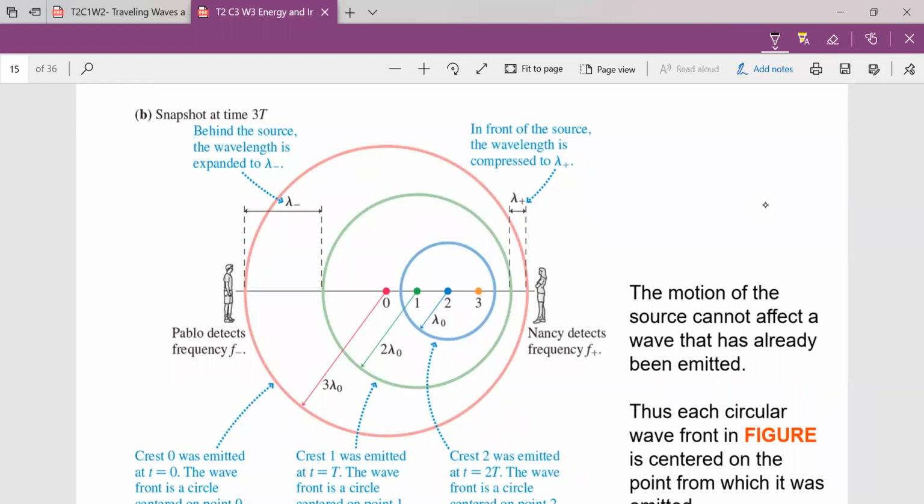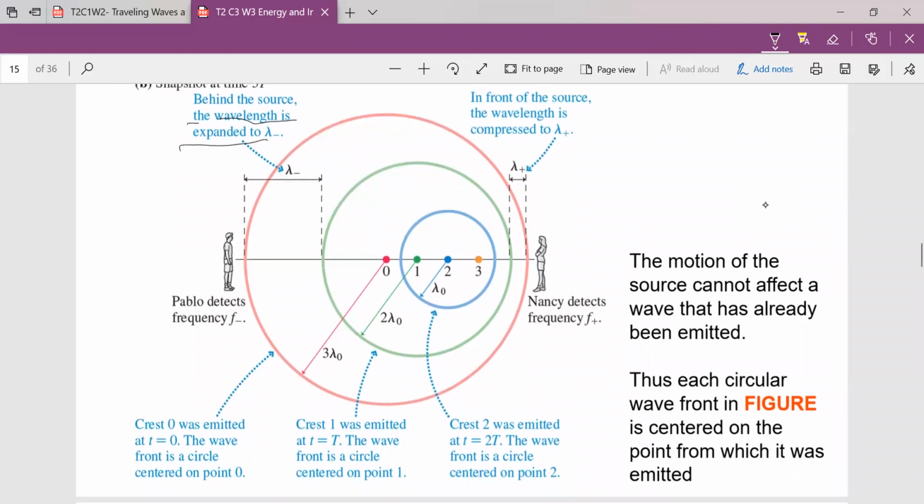So behind the source, the wavelength expands. When the source is receding from you, going farther away from you, the wavelength appears to be wide. When it's approaching you, the wavelength is positive, that is smaller. So we have wavelength negative when it's receding, and positive when it's approaching.